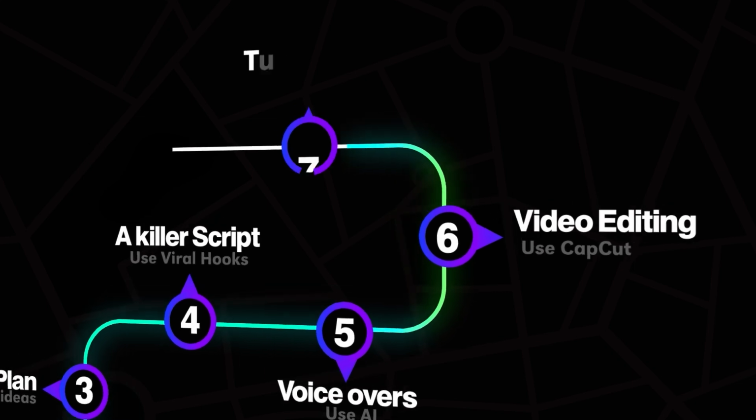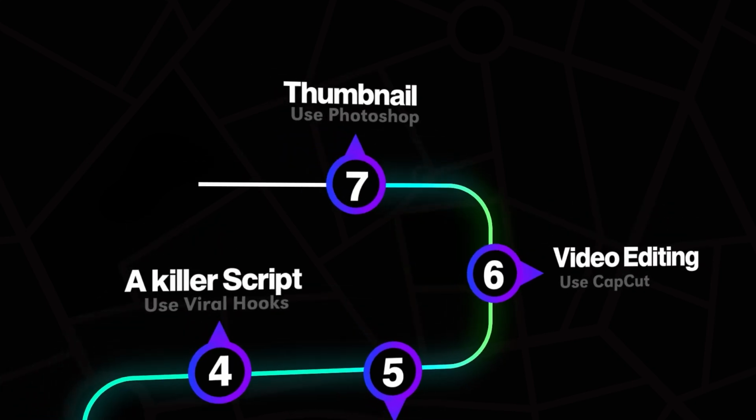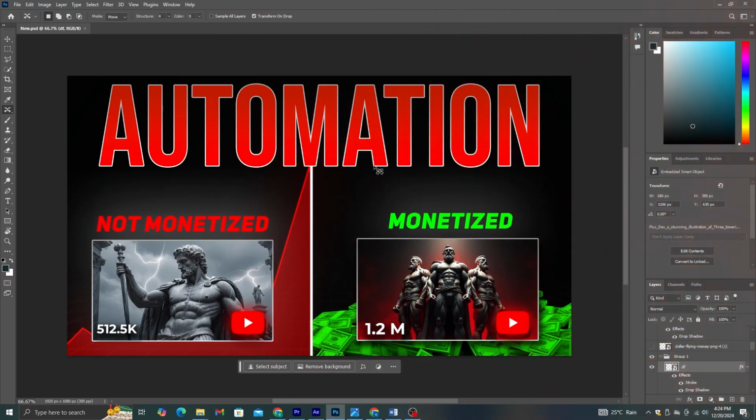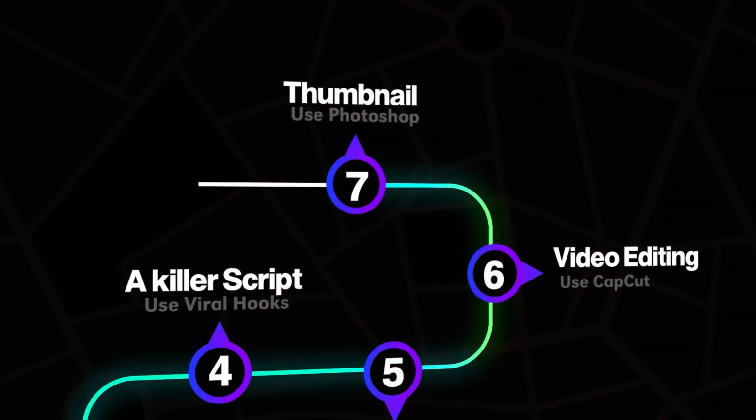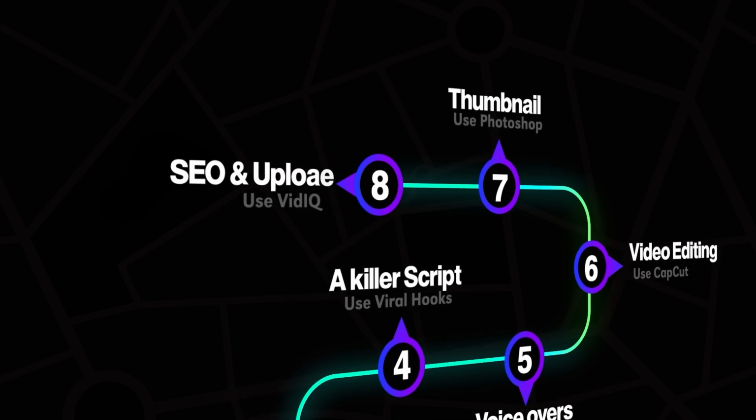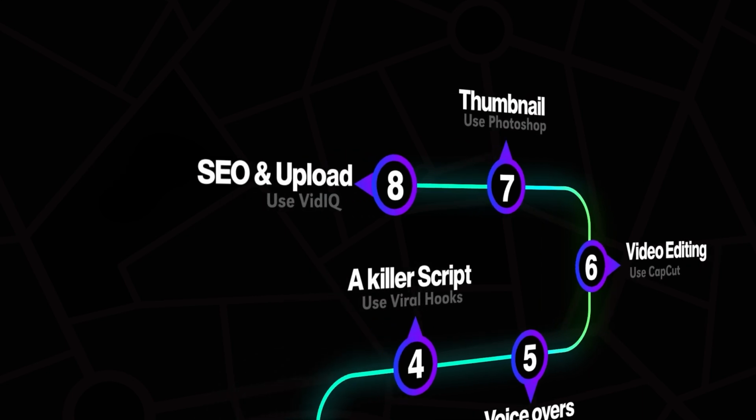Then, create a good thumbnail, don't copy others. Create a unique thumbnail style for your video, and you can use Photoshop to make better thumbnails. Finally, upload the video. Find the best and top 20 keywords related to your niche.